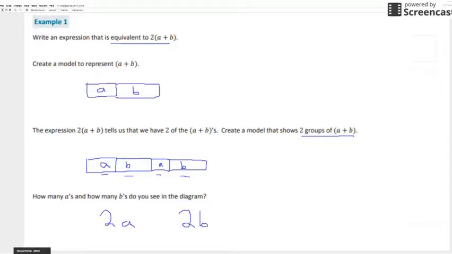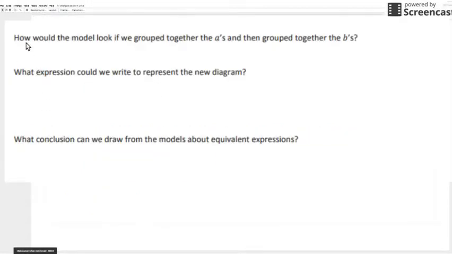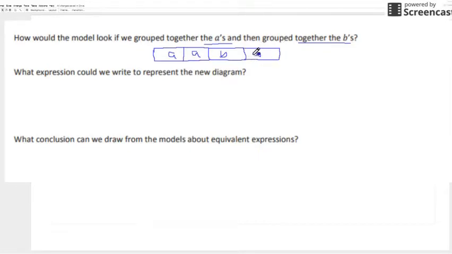All right, so if we continue to work through this, it says, how would it look if you group the A's and you group the B's together? So now our model, we're going to take the same thing, but now we're going to put the A's together and we're going to put the B's together. So here we have A, one A there, and another A here. And now we're going to group the B's together. So next to the A, we're going to have a B, and next to that B, we're going to have the other B. So there you go. We have 2 A's here and we have 2 B's here.